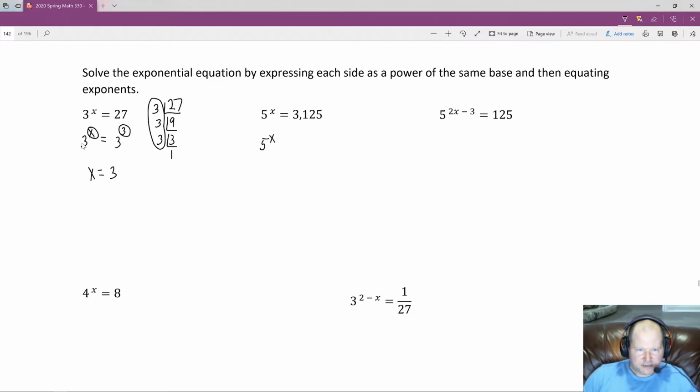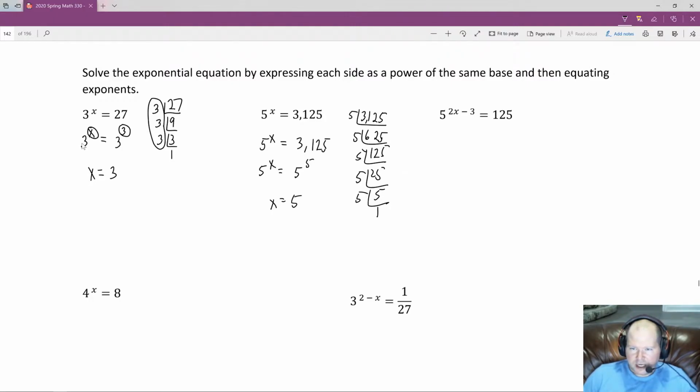So we have 5 to the x power, and we have 3,125. Okay, so let's say we divide the first one by 5, we get 625. And then we divide that by 5, and then we get 125, and then we divide that by 5, and then we get 25, and then we divide that by 5, and we get 5. Then we divide that by 5, and then we get a 1. So it looks like we have 1, 2, 3, 4, 5 5s. So 5 to the x power is equal to 5 to the fifth power. Therefore, x must be equal to 5.